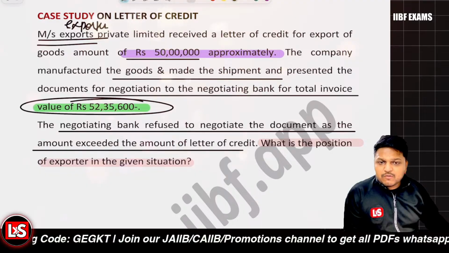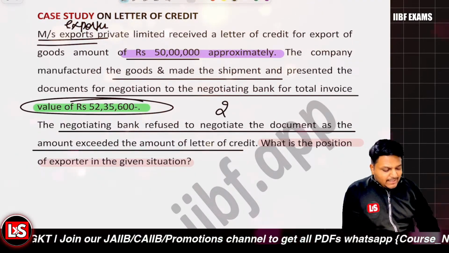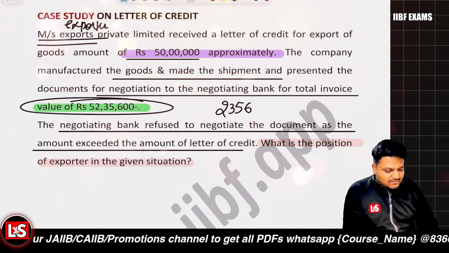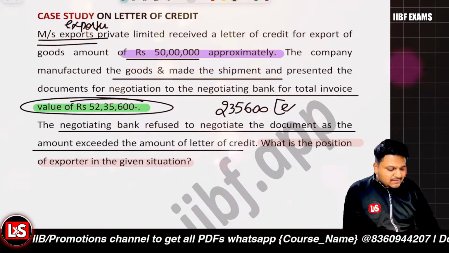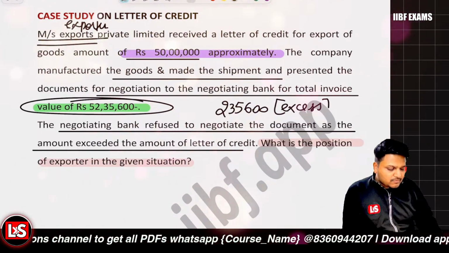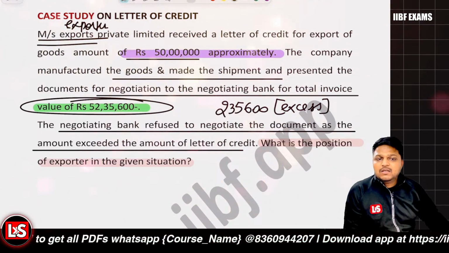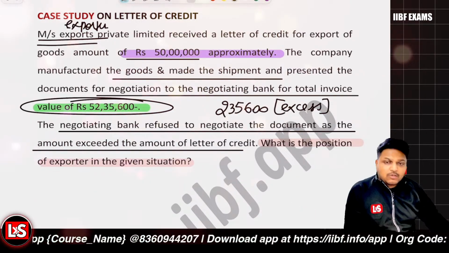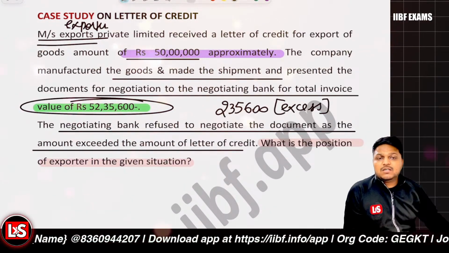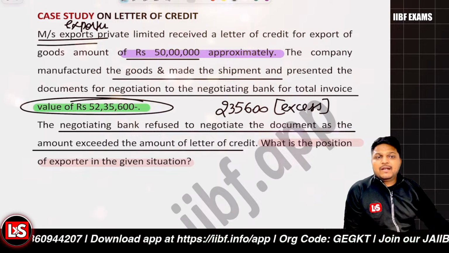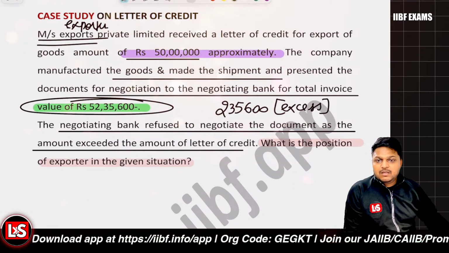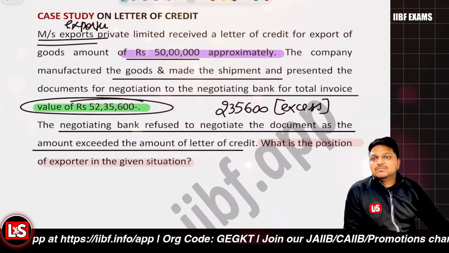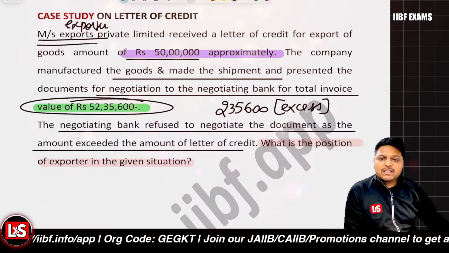So what is the excess amount which is drawn? It is 2 lakh 35,600. This is the excess amount which is drawn, right? And further, the negotiating bank has refused to negotiate the documents because the amount exceeds the letter of credit value. Now, is it allowed or not? First of all, do answer in yes or no.